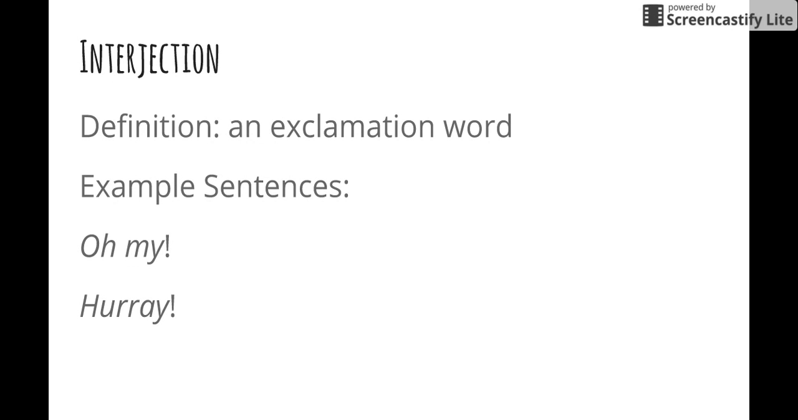An interjection is an exclamation word. It would be like, oh my, hooray, oh gosh. When you say something and you're excited and it's just that one word or just a short phrase, oh my goodness, that's another interjection.